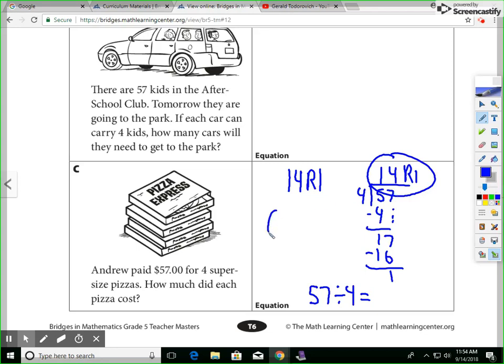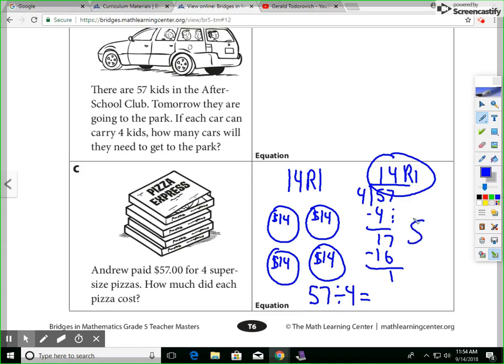So I can draw a picture here. Here's our pizzas. We have 4 supersized pizzas. And we know right now that each pizza is going to cost $14. So 14 for this pizza, 14 for this pizza, and 14 for this pizza. However, there's $1, and I love it. On our pre-assessment, a student wrote, "We'll just give the dollar as a tip," which is a great thought. But we can't change the math problem, so we need to figure out what we can do with that $1 extra. How can I share $1 extra?